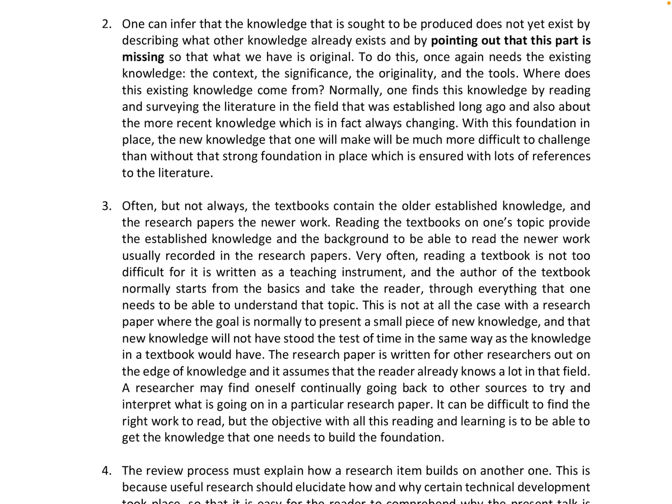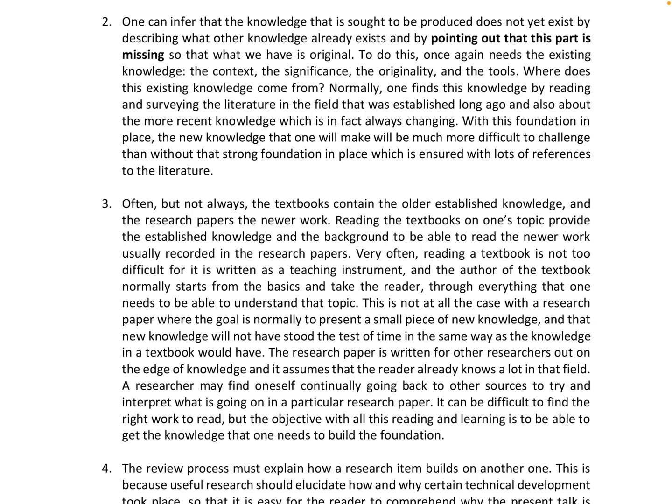The textbooks contain the older established knowledge and the research papers the newer work. So, that's the reason why textbooks and research works or journal articles are the two most important sources of information for our literature review.